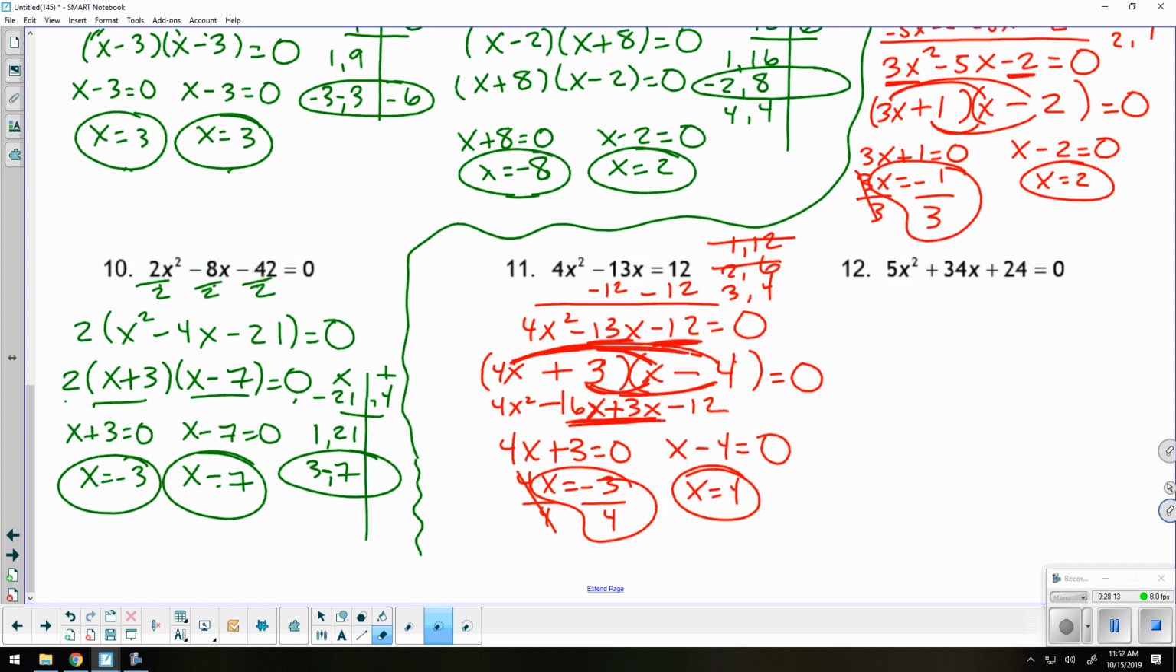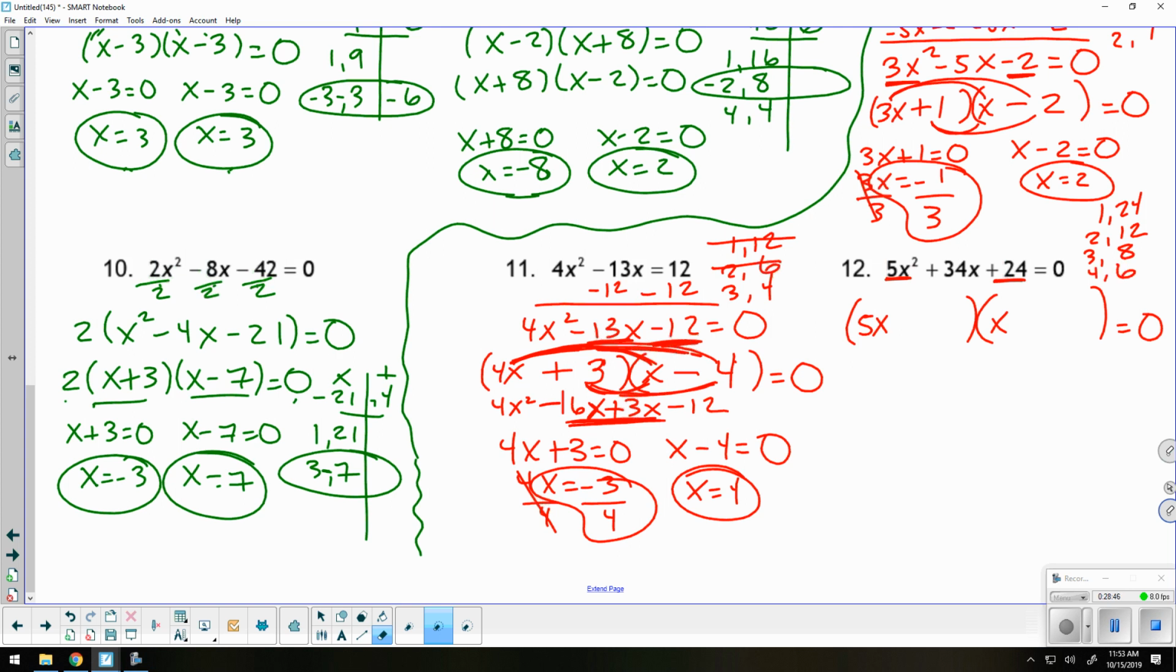This equation is already equal to 0 though, so there's nothing to move over. So all I'd have to do here, there is no GCF between 5, 34, and 24. So we got to do the guess and check. Okay, so just set it up. Two binomials. Here we go. 5x squared. Well, thankfully 5 is a prime number. It has to be 5x and 1x. Okay, but 24, there's a lot of factors of 24. 1 times 24, 2 times 12, 3 times 8, 4 times 6.